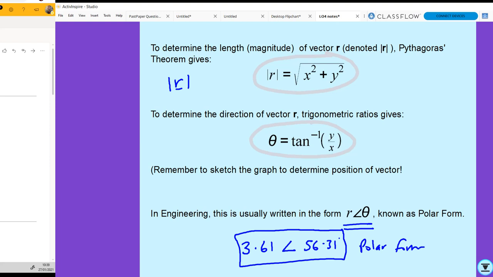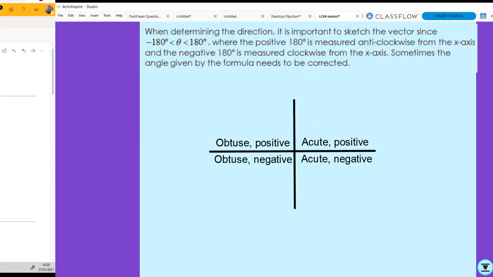Now, I said I was going to get back to this direction thing. When we're working in polar form, the reason it's so important to draw a small sketch of a diagram is because, unlike CAST, when you solve trig equations, it doesn't go from 0 to 360. Instead, the angle is between positive and negative 180. For this, we still would normally start measuring from our x-axis.